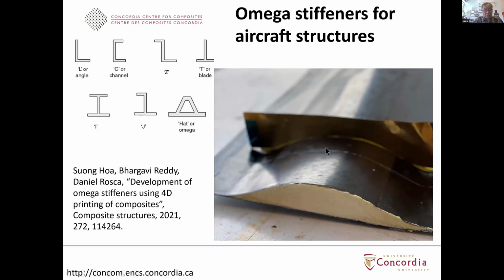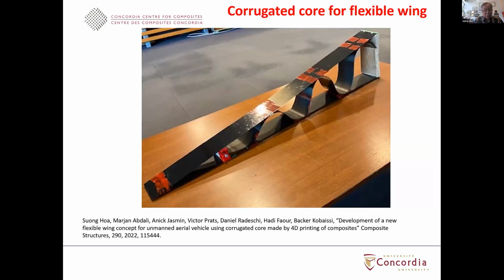Another thing that we have also made is the omega stiffener, this kind of stiffener here. Normally in aircraft structures, people use some kind of stiffener to stiffen the wing skin. The stiffener can be in the shape of an L, C, Z, D, I, J, or the omega shape. So that's what we did in this case. We made this omega shape for the stiffening of the skin structure. And early this year, we also published a paper on the flexible wing.